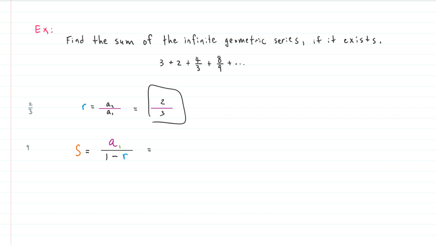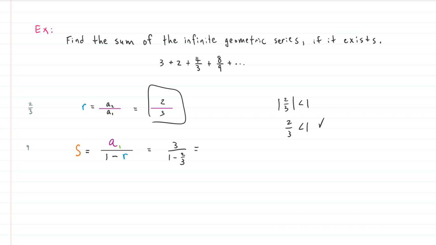We need to check to see if the series converges. So the absolute value of 2/3 must be less than 1. Is that true? The absolute value of 2/3 is 2/3, and 2/3 is less than 1, so it does converge. And we can find the value by using our formula. S equals the first term divided by 1 minus the common ratio. The first term again is 3, and 1 minus the common ratio. The common ratio is 2/3.